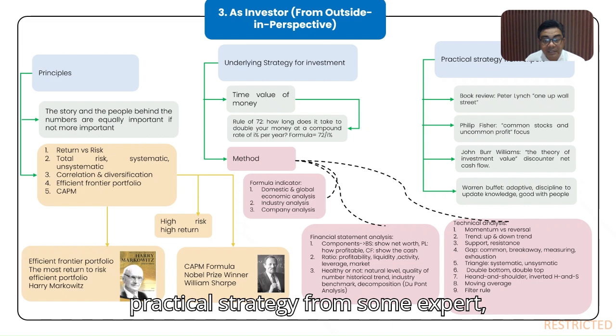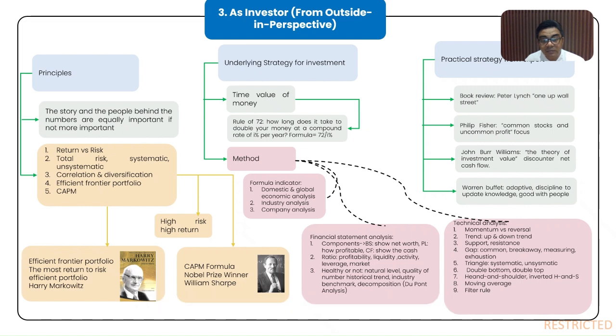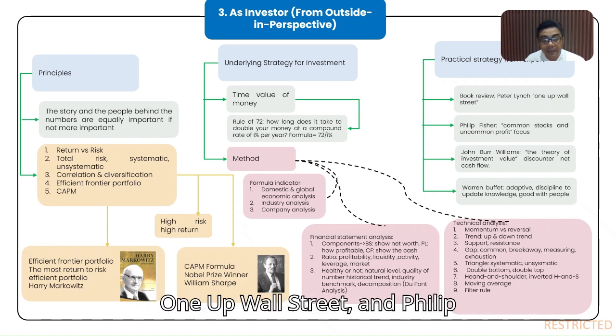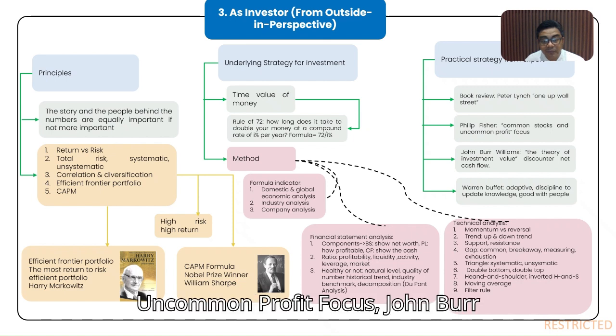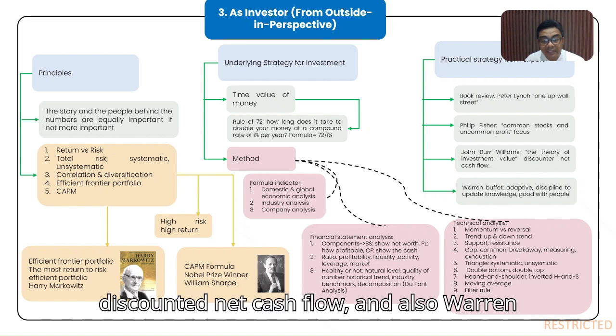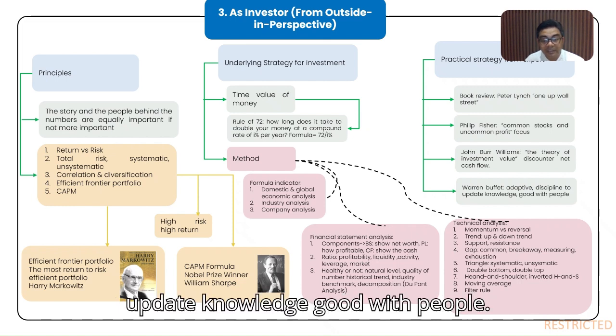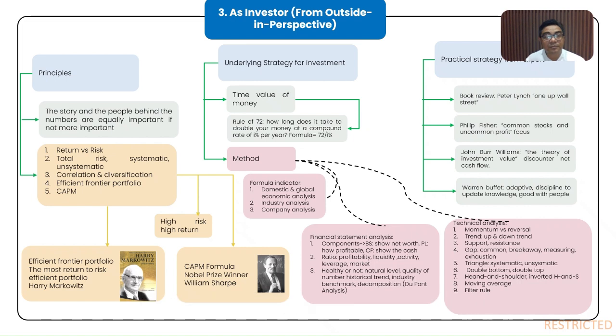And also we have practical strategy from some experts, book reviews: Peter Lynch, One Up on Wall Street, and Philip Fisher, Common Stocks and Uncommon Profits, focus. John Burr Williams, The Theory of Investment Value, discounted net cash flow. And also Warren Buffett, adaptive discipline to update knowledge, good with people.